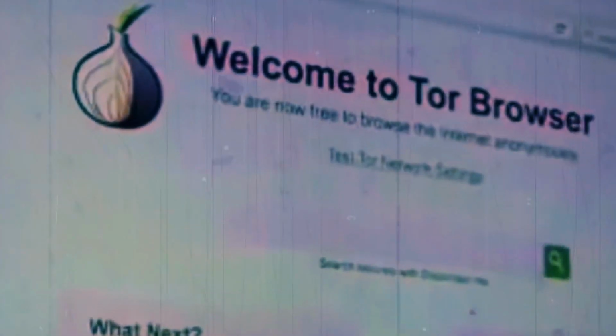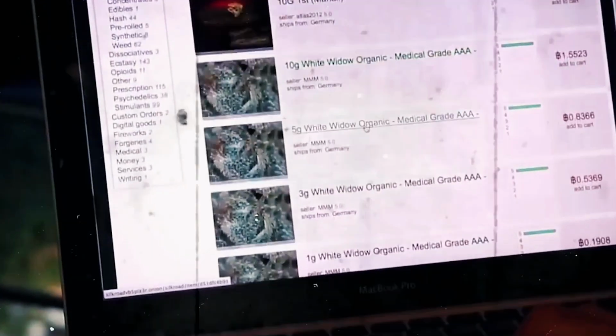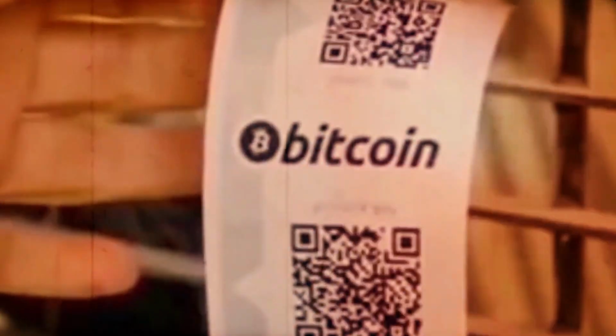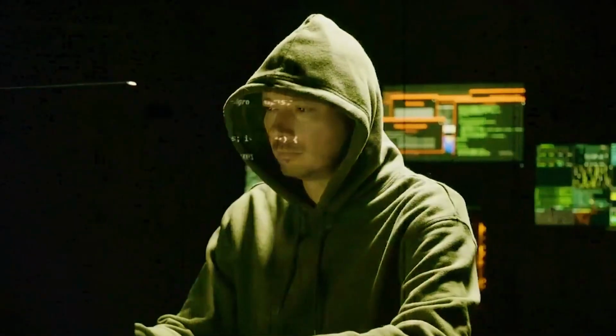But how does one actually access this hidden world? The process begins with downloading and installing a specialized privacy-focused browser like Tor. Once installed, you'll need to adjust the security settings according to your needs. Tor offers different security levels, from standard to the most secure, which disables all scripts and only allows access to a fraction of the web.